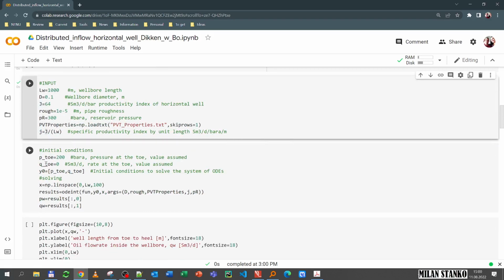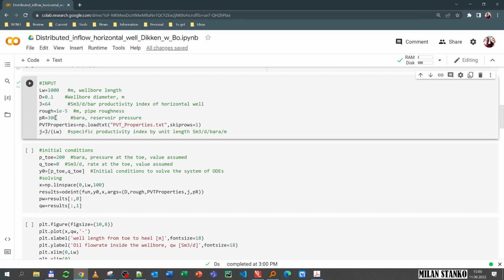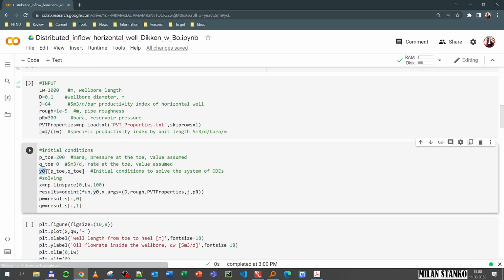For initial conditions, you see Q of the toe is 0, the oil at standard condition at the toe is 0. That's the same one that we have here. And then for PW, we know reservoir pressure is 300, so we have to assume a value lower than that. So we assume 200, and that's my vector of initial values. Then I have to discretize, say for how many points in X I want to solve. I said, well, use 100 points in this 1,000.